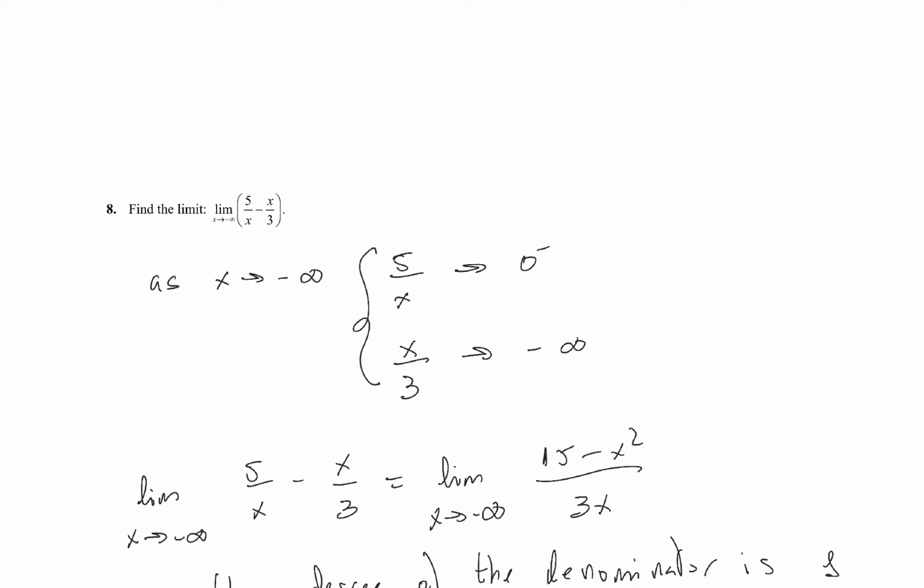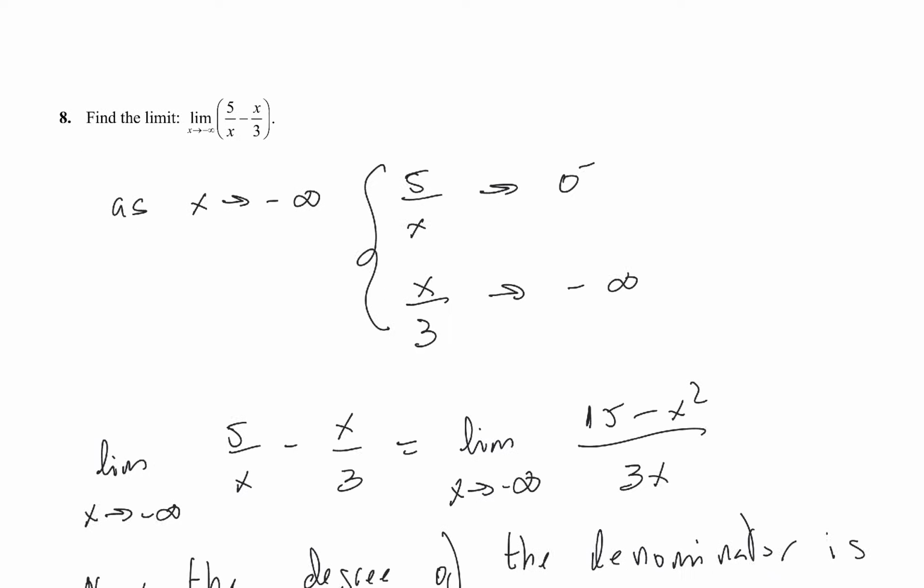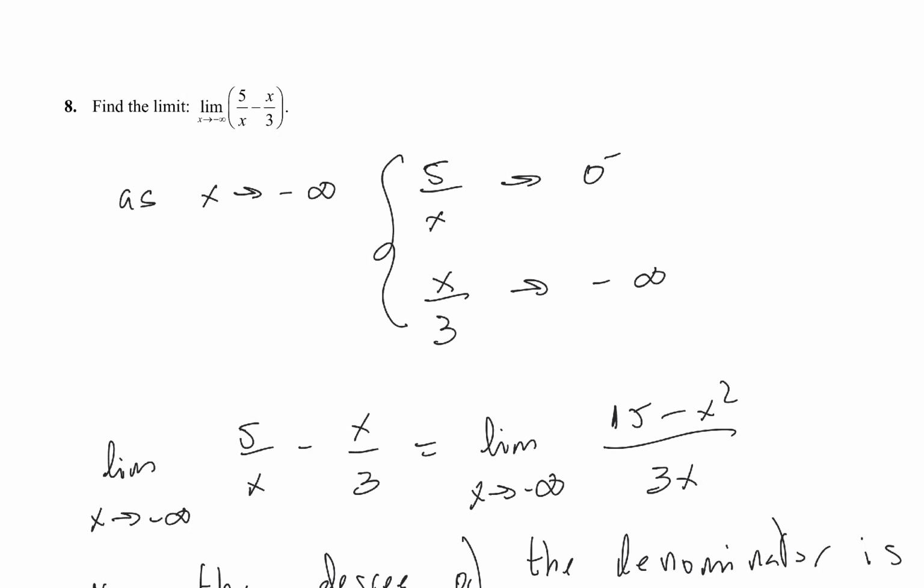Well, this problem is to find the limit of 5 divided by x, when x goes to infinity, this goes to 0, minus x divided by 3. When x goes to minus infinity, this part with the minus sign goes to plus infinity. But you don't know to where this expression will go. Maybe it goes to a fixed number. You don't know. So you have to do some kind of calculation.